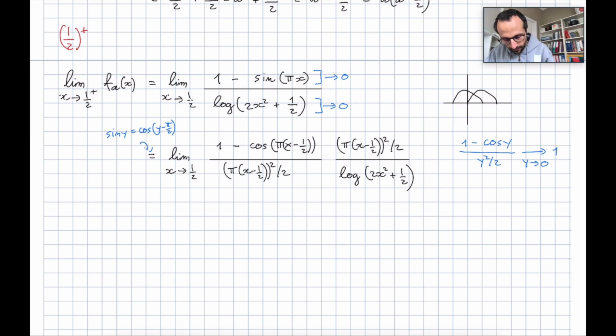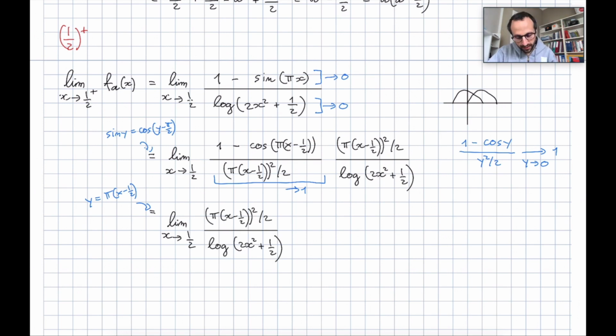Right, but now you observe that as x goes to 1 half, this factor goes to 1. Why? Because it's just a consequence of this limit with the substitution y equals pi x minus 1 half. And when x goes to 1 half, y goes to 0, so we can use this known limit. So this factor goes to 1, and therefore I can remove it from the limit. So this is equal to the limit as x goes to 1 half of the latter part.